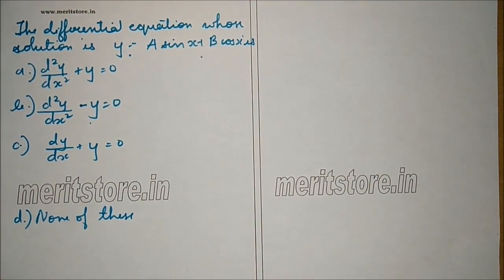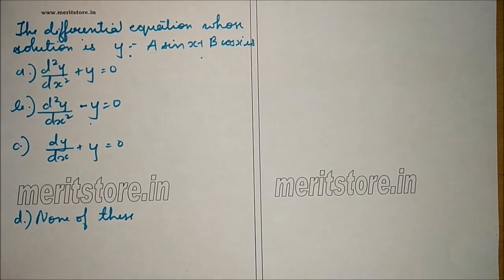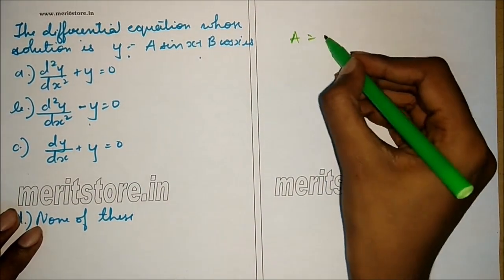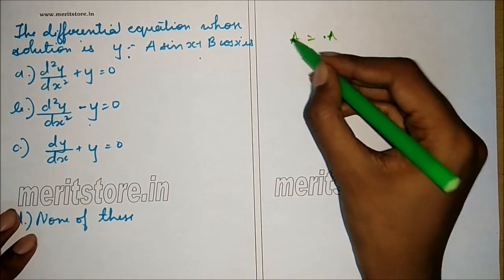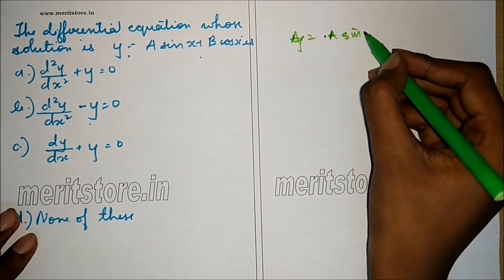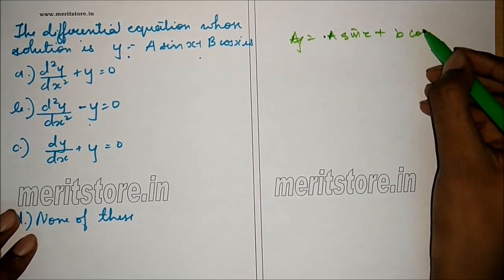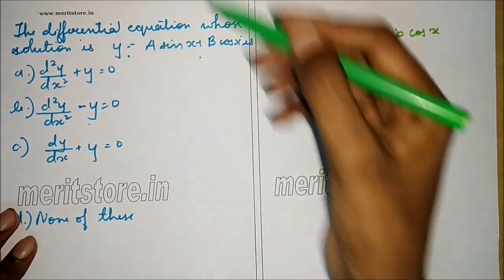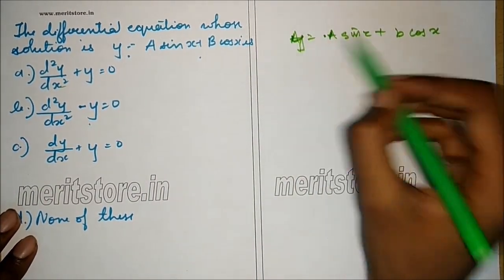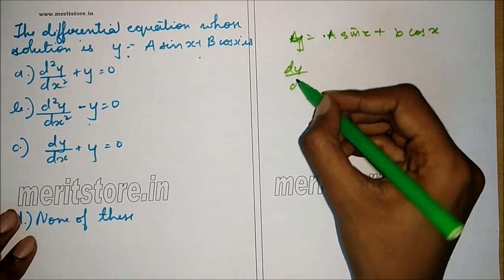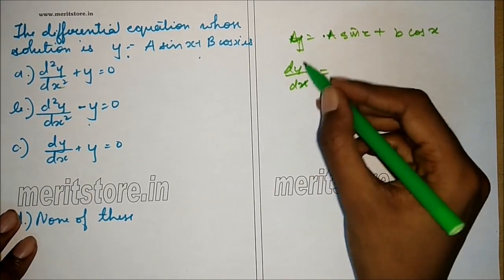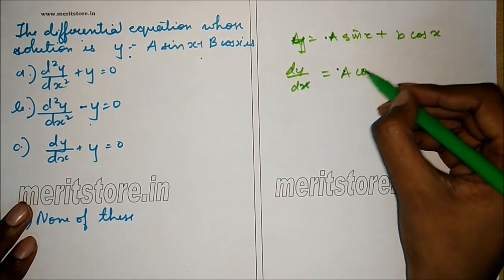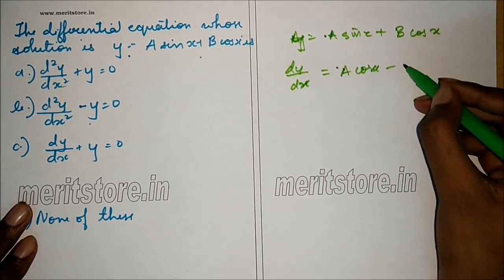The differential equation when the solution is y equals a sin x plus b cos x is. So the given equation is y equals a sin x plus b cos x. Since in the options it is given in terms of the double derivative, we will differentiate it twice. So the first derivative, dy by dx, will be a cos x minus b sin x.